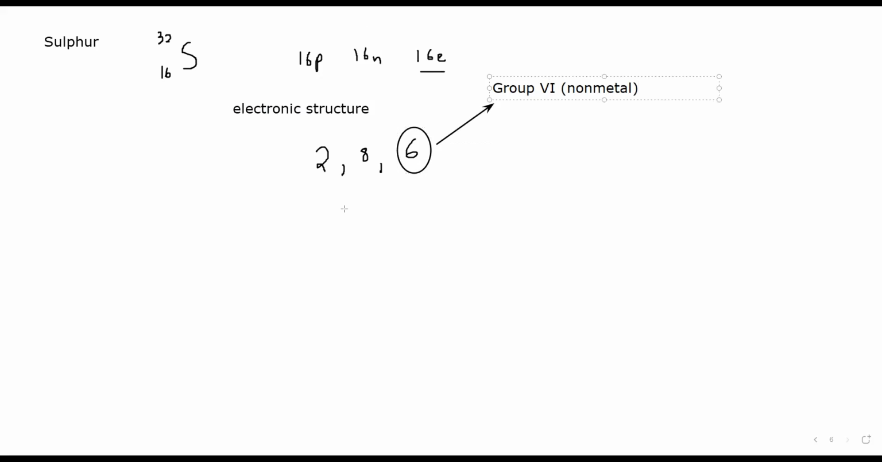And how many shells are we using? We are using 3 shells. So if you are using 3 shells, it means it belongs to period 3. So it is a group 6 non-metal which belongs to period 3. Now, the existence of sulfur.